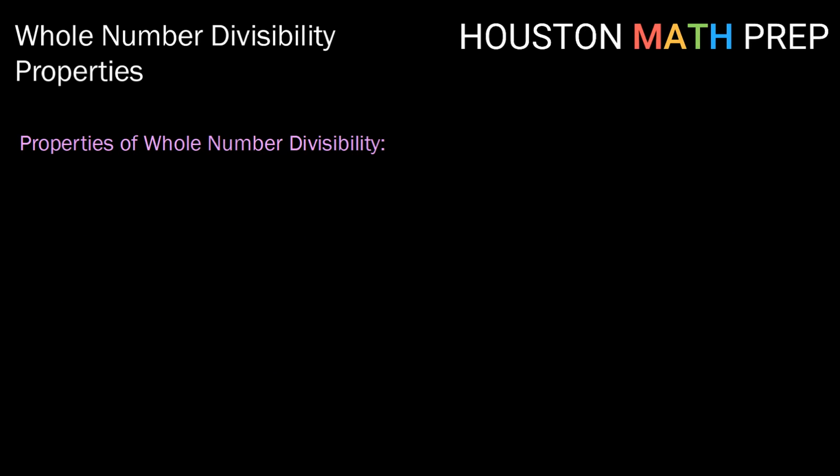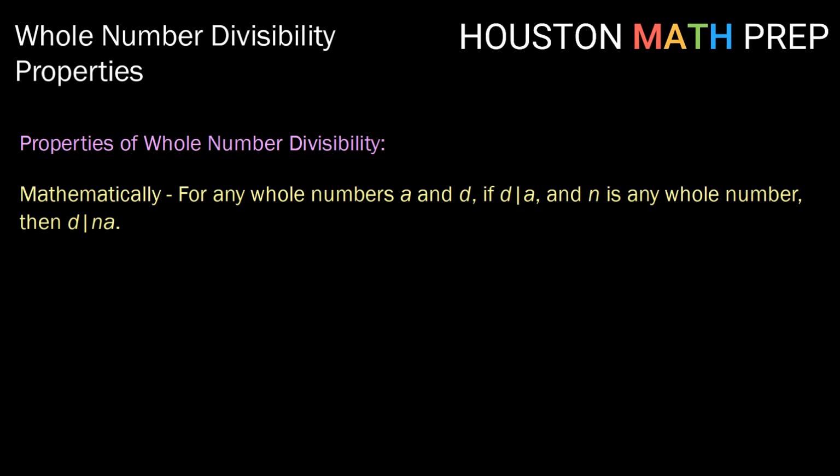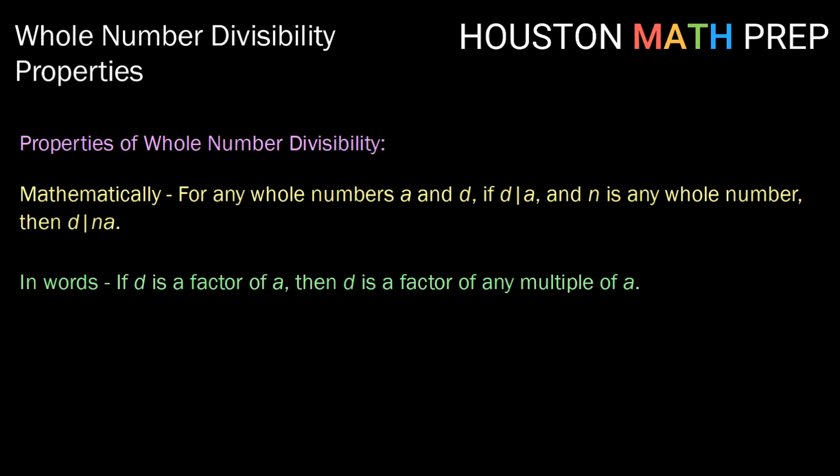So here's our first one. Mathematically, we say, for any whole numbers a and d, if d divides a and n is any whole number, then d divides n times a. Now again, let's keep putting these properties in words so that they're easier to understand. That says that if d is a factor of a, then d is a factor of any multiple of a. So if d goes evenly into a, then d goes into any multiple of a.